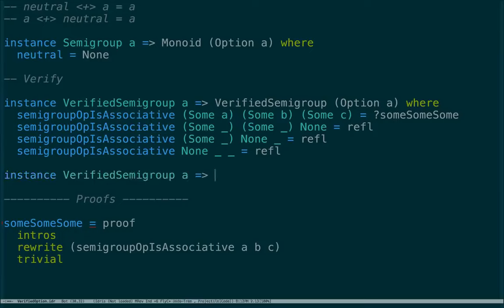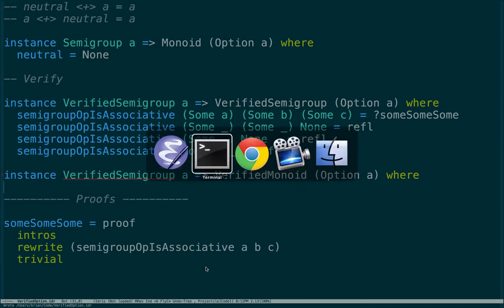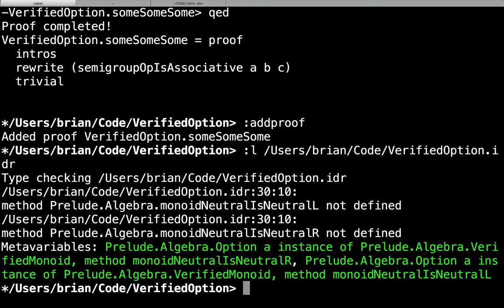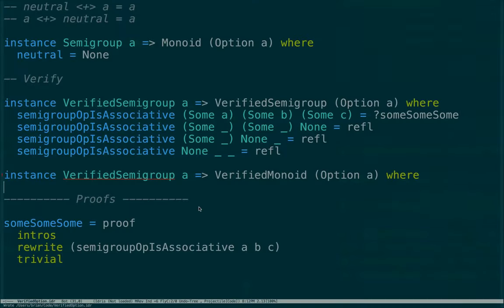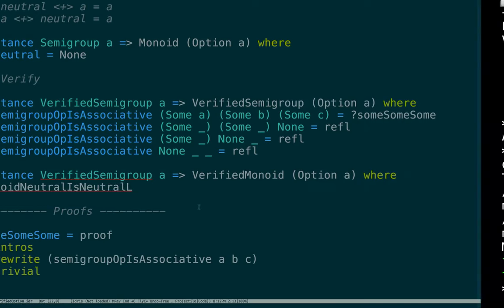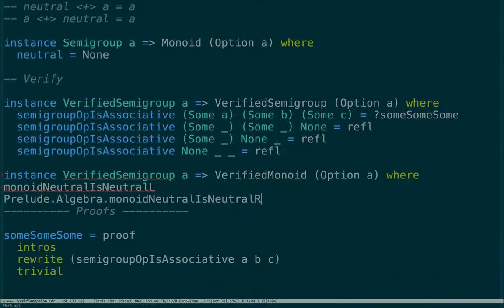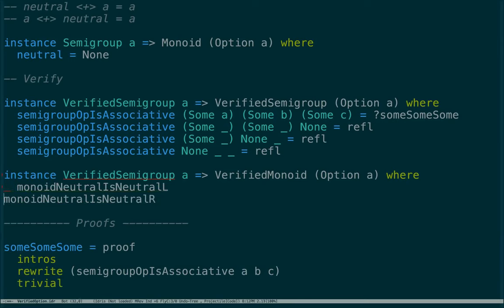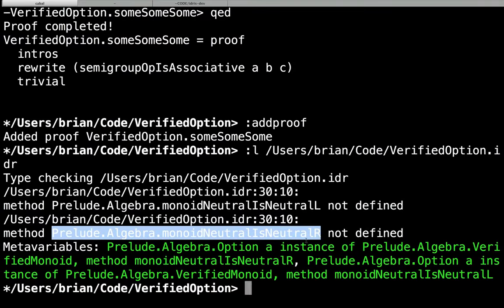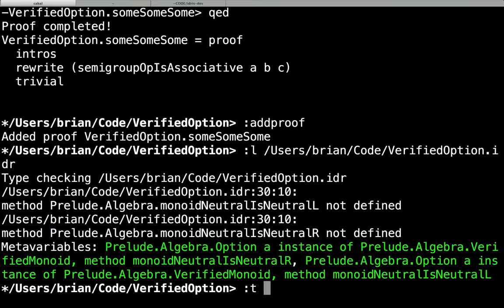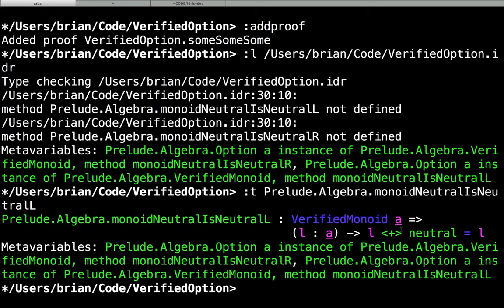And now what we're going to do is define our verified monoid instead of a semigroup for this option. And if we were to load this up, Idris will tell us that we need to define this, and we need to define this. So this must be the two identity laws that I wrote above. So let's ask for the types. Idris is saying, given some option of A, then that option of A plus the neutral element, none, equals that option of A.